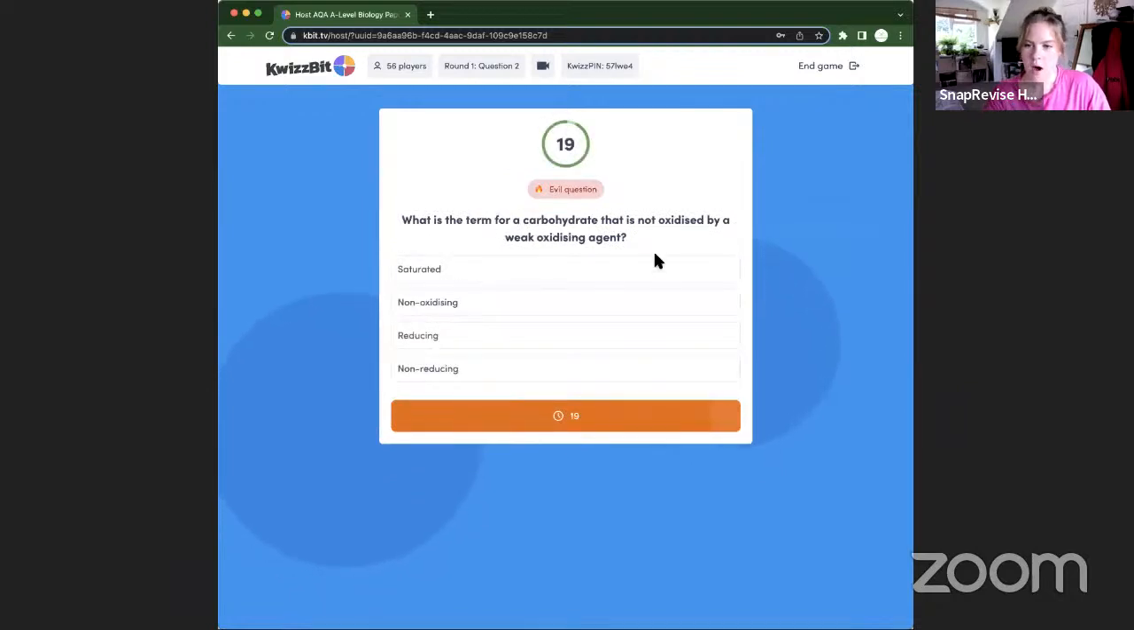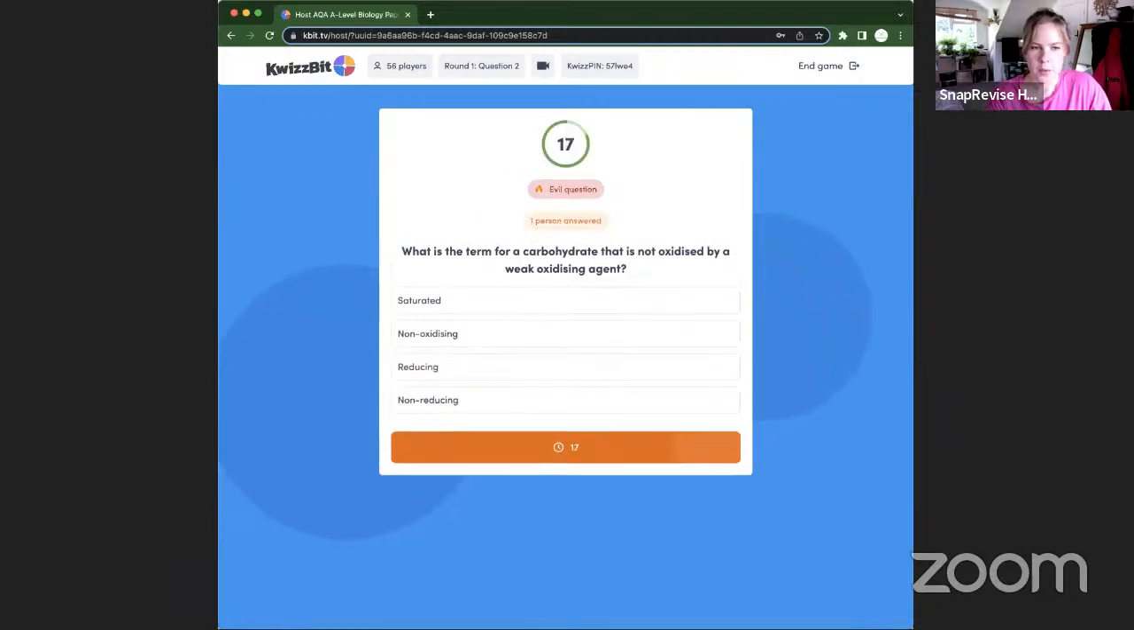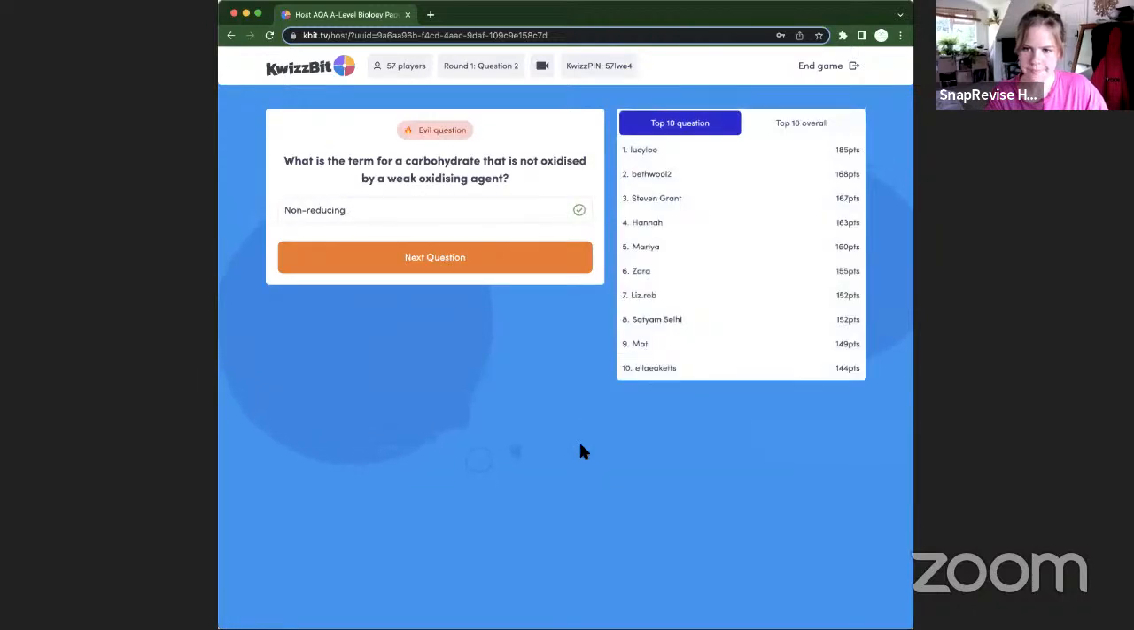Okay, next question. What's the term for a carbohydrate that's not oxidized by a weak oxidizing agent? If you have any questions, by the way, about the questions, just let us know. These shouldn't be too challenging. I think this is just a good way to refresh the easier things. Non-reducing, well done. Lucy's back at the top.